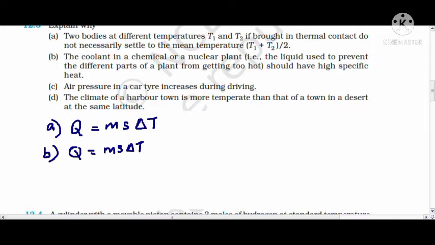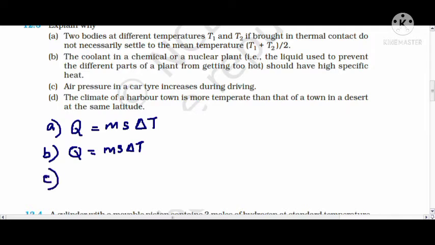So that's the reason a coolant, that we use to keep the temperature low, or if we want to transfer the heat from one place to another place, for all such substances generally we use the name coolant, and it should have high specific heat so that the change in temperature ΔT is small for the substance on absorbing heat energy Q. Then come to part C.